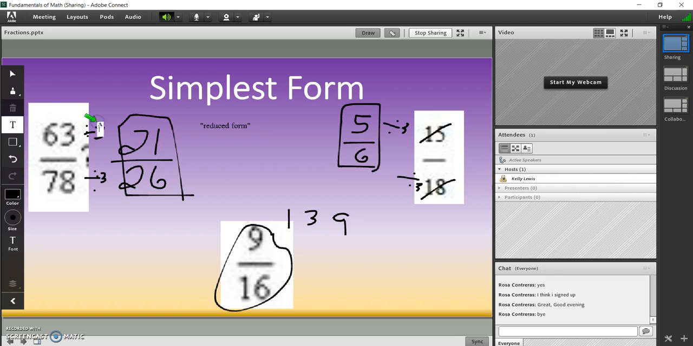So 63 divided by 3 is 21, and then 78 you have to divide by the same exact number is 26. 15 over 18. If you do 15 divided by 3, you get 5. If you do 18 divided by 3, you get 6.